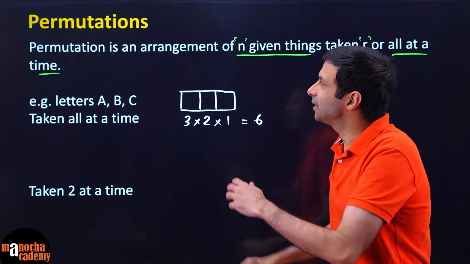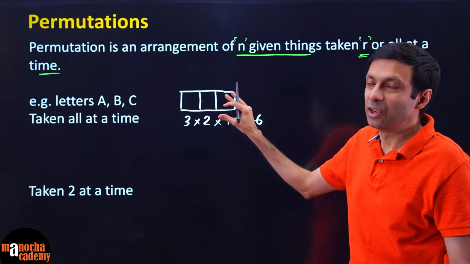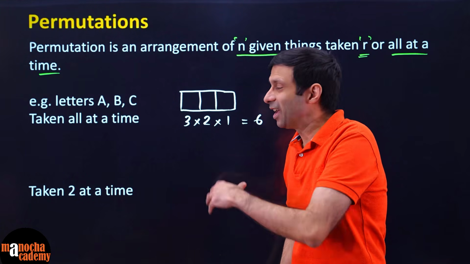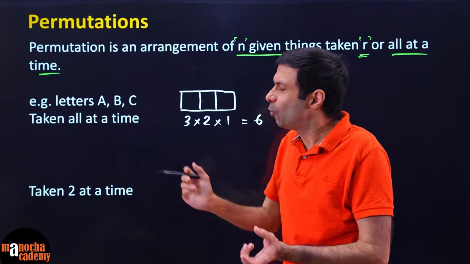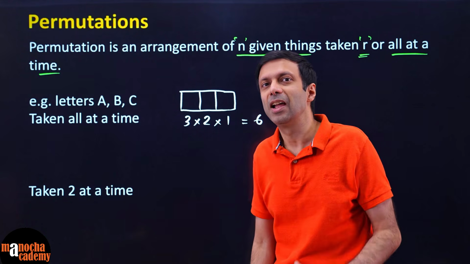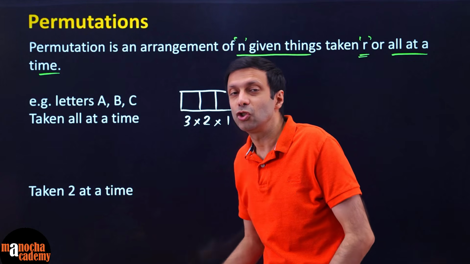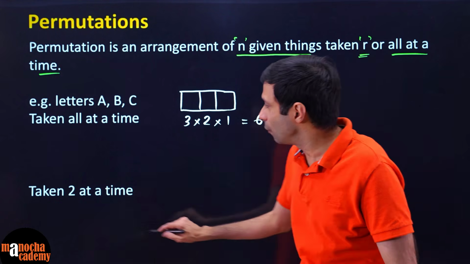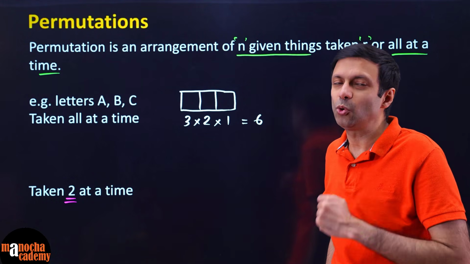So this is the case where I'm taking all the objects and using them, so it is n objects where all are used at a time. Now let's say I ask, out of these 3 letters, how many 2-letter words can you make? This time I'm not asking for 3-letter words, I'm asking how many 2-letter words can you make. That means you're taking 2 at a time. So in the second case, we are not taking all the letters, we are taking a subset of them, let's say 2 at a time.